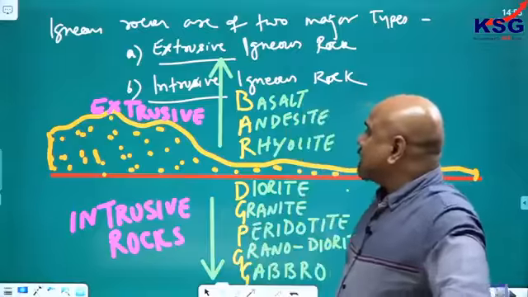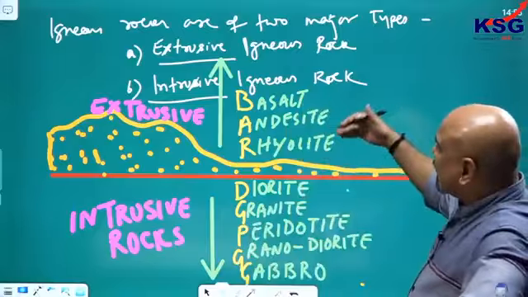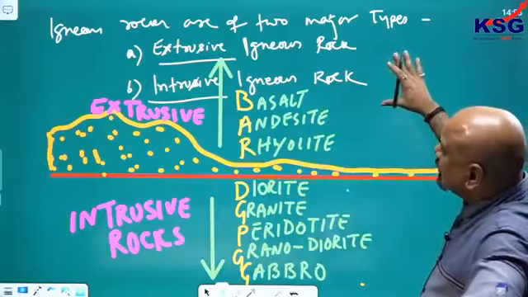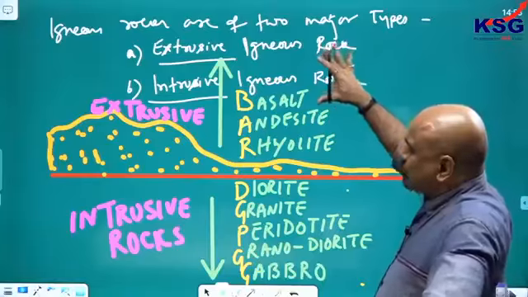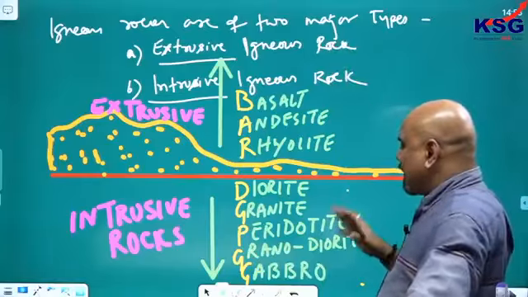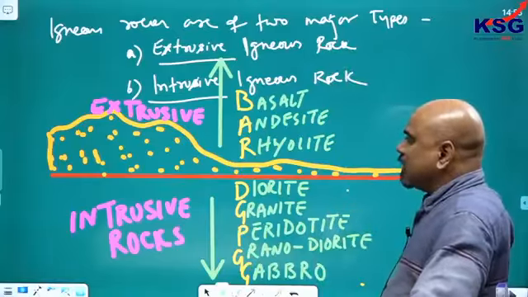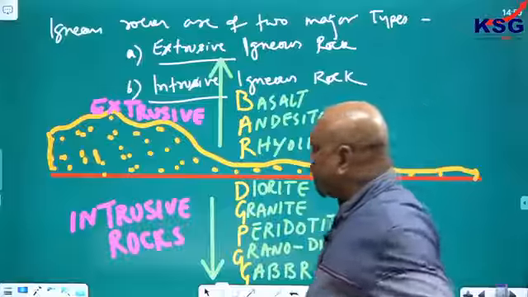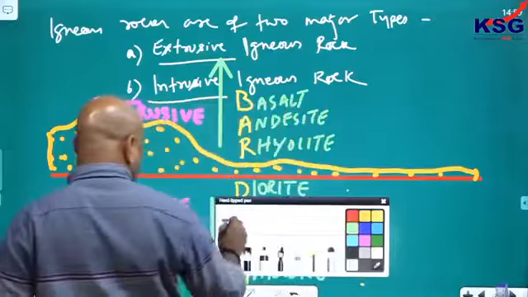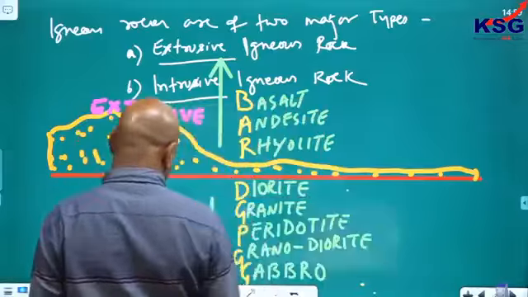Fine. So, I said basalt, andesite and rhyolite, these are the three extrusive rocks. Diorite, granite, peridotite, gabbro, granodiorite, they are intrusive rocks. They are of different form. What are the characteristics of these rocks? Let us see now.